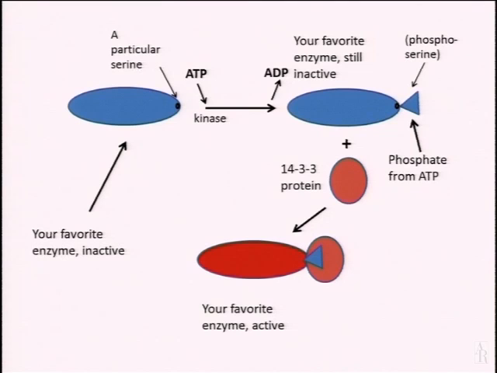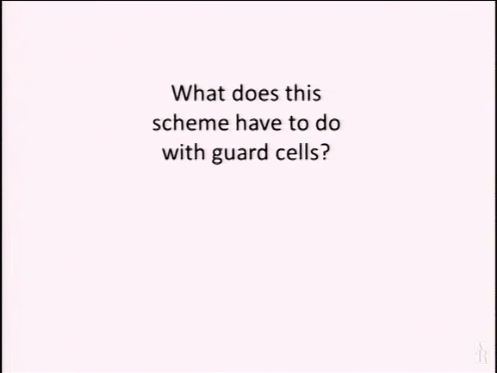Okay, let's just talk quickly about this 14-3-3. I think you all know that a particular serine will get phosphorylated, and then that binds the 14-3-3, and that can now be involved in activating an enzyme. Lots and lots of examples of this. And the question, of course, is what does this scheme have to do with guard cells?